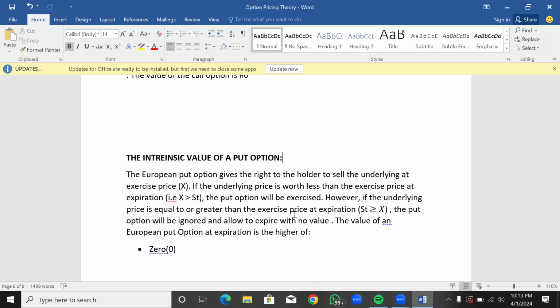I said the European put option gives the right to the holder to sell the underlying at exercise price X if the underlying is worth less than the exercise price at expiration. That is, your X is greater than your stock price. The put option will be exercised.